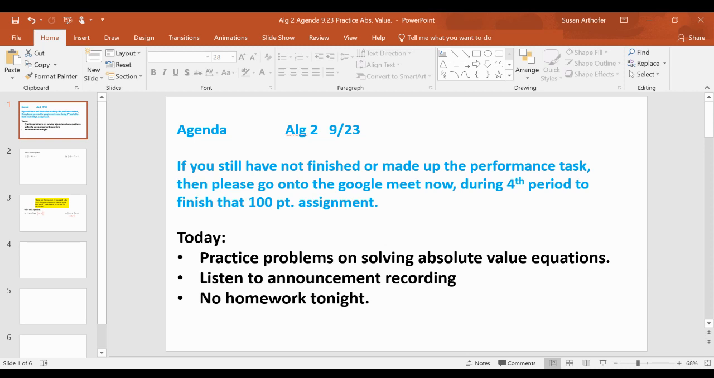We've been emailing everyone who's been missing it or who still needs to finish it, so you need to respond to those emails. And also, if you need any help with anything else for this class, please pop into the Google Meet right now during fourth period, and we'll help you.